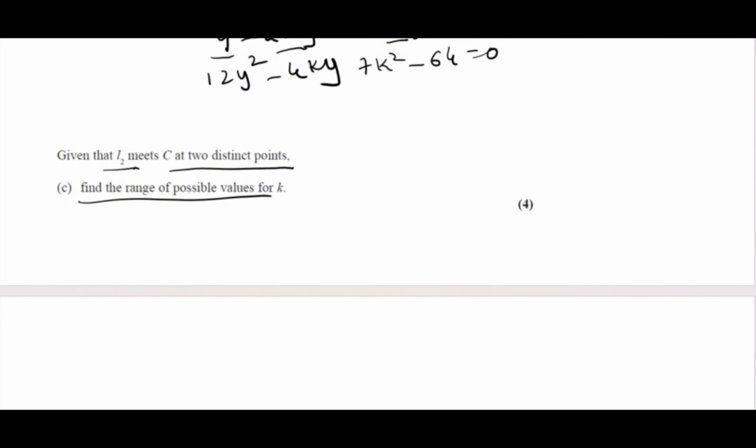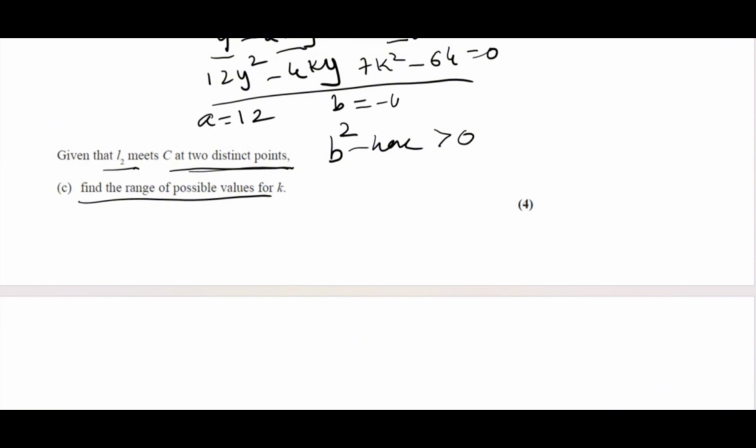Given that this line L2 meets C at 2 distinct points, find the range of possible values of k, which is part C. Now we have this equation, right? We already know we have 2 distinct points. That means our b squared minus 4ac is greater than 0. So for that we have to find the values of a, b and c. As you can see here, a is equal to 12, b is equal to minus 4k, and c is equal to k squared minus 64.